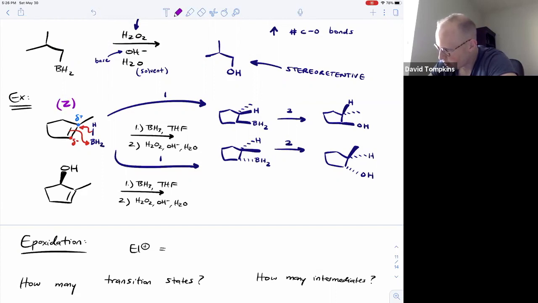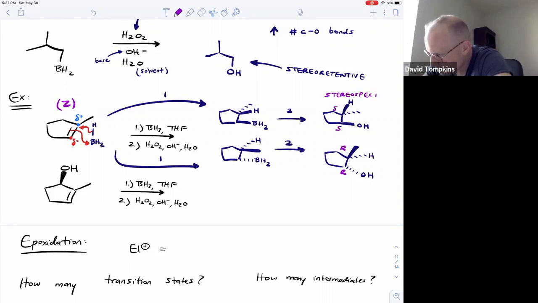into the SS and the RR enantiomers. It's stereospecific because we didn't get the RS or the SR enantiomer. We only got two specific pair of enantiomers from the specific diastereomer of starting material. So it is stereospecific for syn products only.